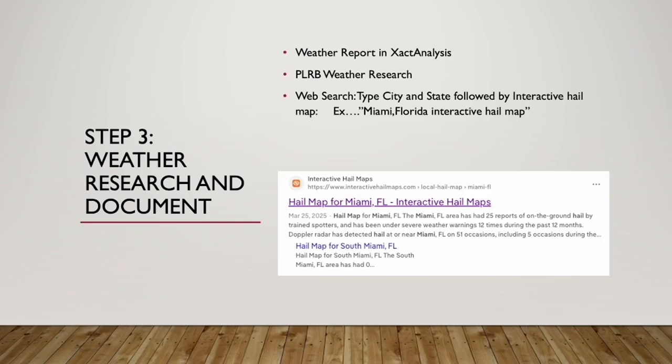Interactive Hail Map. Normally the very first result in that search will look something like this: Hail Map for Miami, Florida, Interactive Hail Maps. When you open it up, it leads you to weather reports for that area in the city of Miami, and they will give you specific locations where there was a wind event or a hail event.